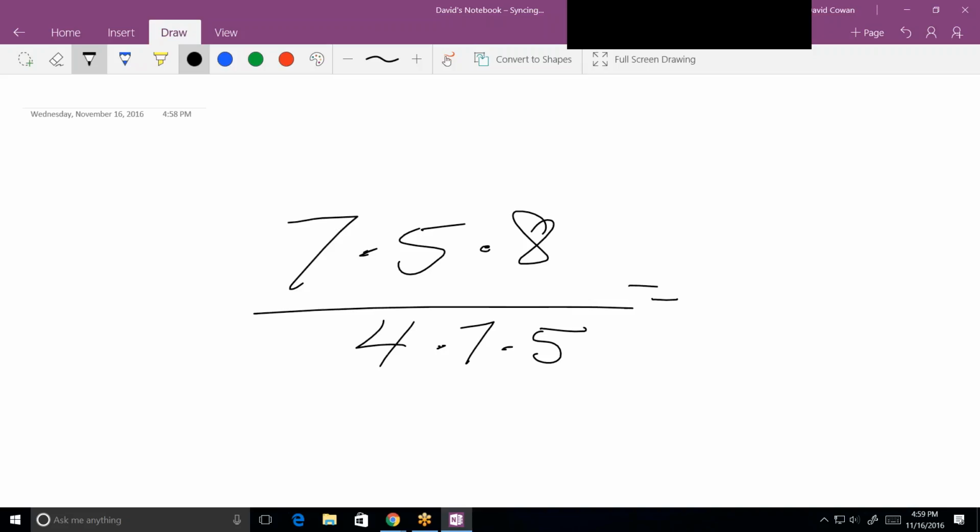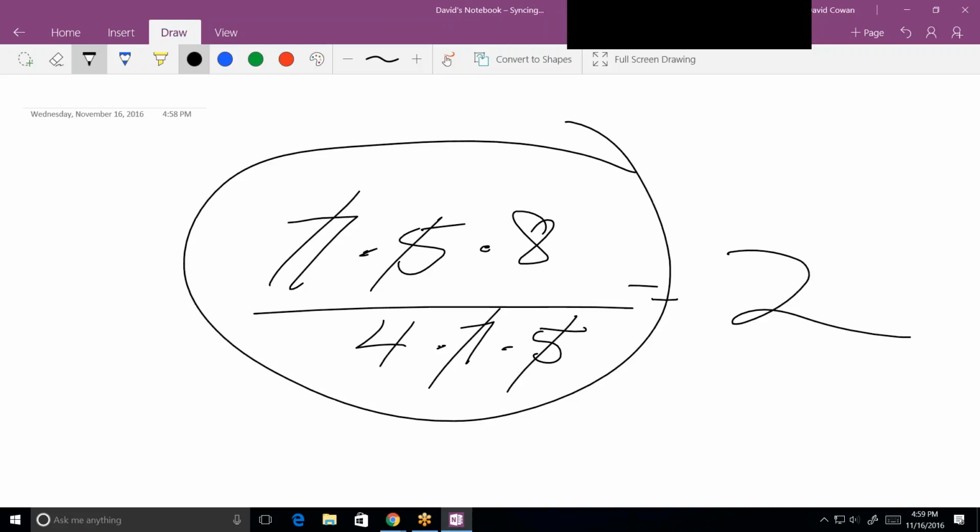But what if I simplify first? That 7 cancels with that 7. That 5 cancels with that 5. Now I got 8 over 4. That answers 2. I don't need a calculator to do it if I simplify it first. Okay. So whenever you have problems like that, reduce first. Always try to figure out what will divide into the top and bottom evenly.